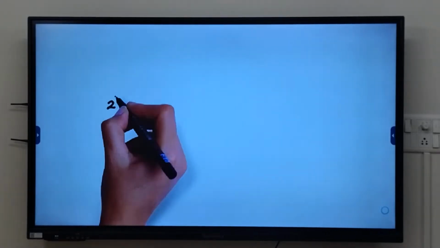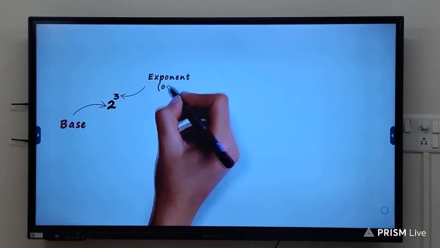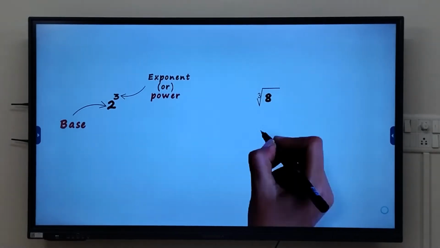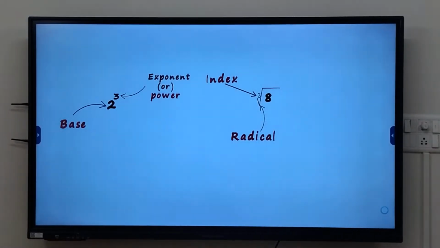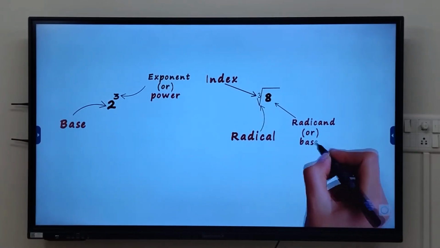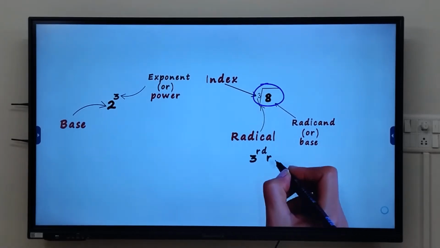Now let's understand a few terminologies. Consider 2 raised to 3 or 2 cubed. 2 is called the base and 3 is called the exponent or the power. Here, there is no root. This equals 2 multiplied by 2 multiplied by 2. Now consider the cube root of 8. We see a radical here. The number 3 is called the index or the order. And the number 8 is called the radicand or the base. We will refer to it as the base. This is called the third root of 8.